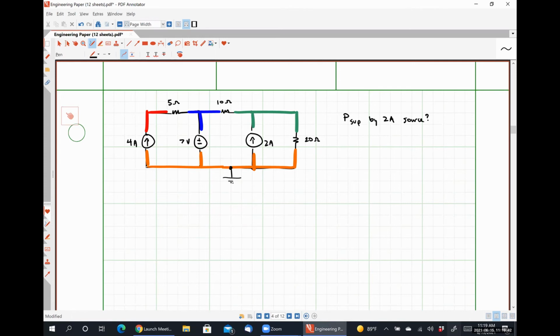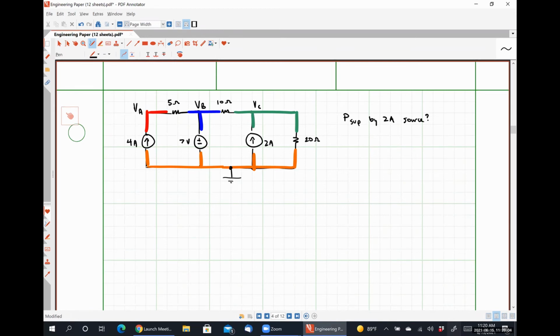Not quite. Okay, so step three. No problem. We need to assign our nodal voltages, right? Because we don't know what any of our nodal voltages are. So I'm going to call this one on the left in red VA, this one in blue VB, and this one over here VC.